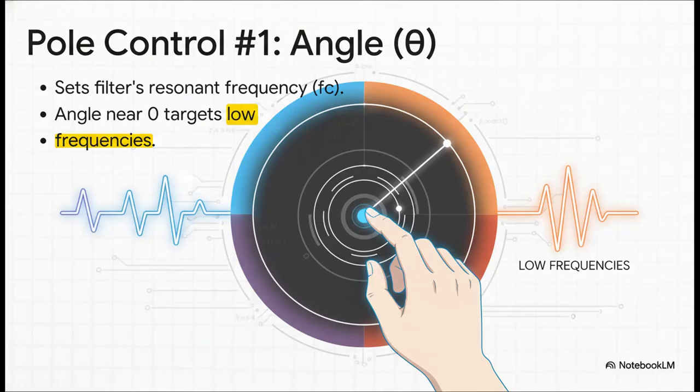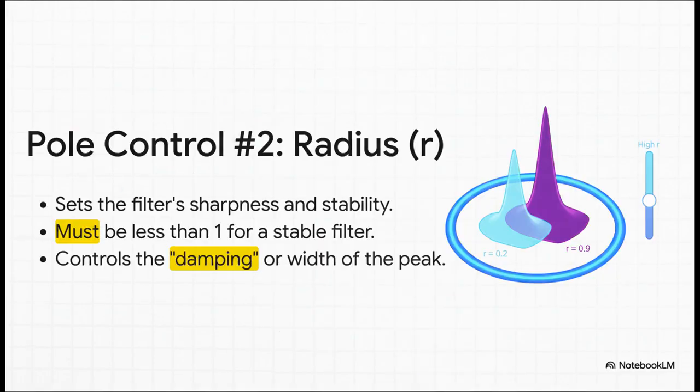And what's so cool about this is how simple the controls are. You basically have 2 knobs to turn. The first one is the angle, that theta symbol. All this does is tell you where on that frequency circle you want your mountain peak to be. So an angle near 0, that's going to be on the right side with the low frequencies. An angle near pi, that swings you all the way over to the left with the high frequencies. You're just aiming your boost. That's it.